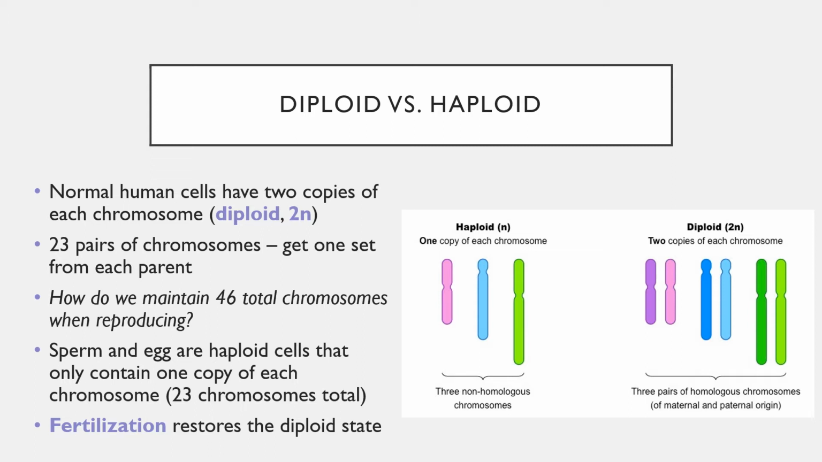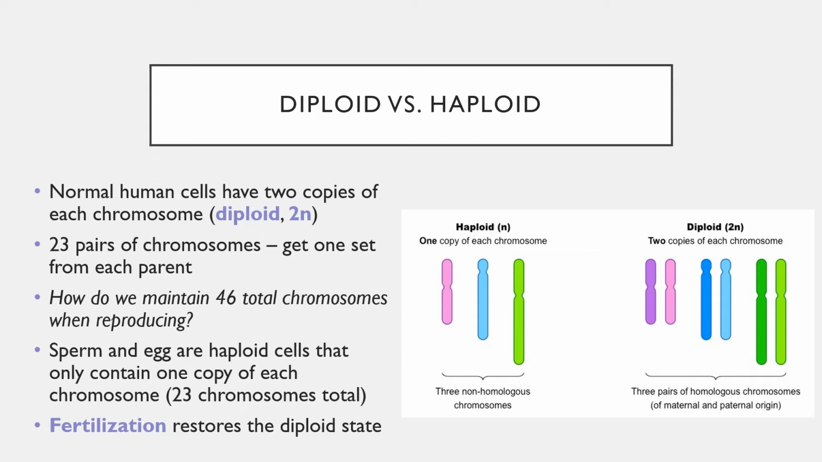So how would we maintain that stable number of 46 chromosomes when we reproduce? We have to take one of our normal cells and essentially divide the amount of chromosomes in half to create a gamete, a sperm or an egg cell. That's what we call haploid. It contains half of the normal genetic information, or only one copy of each of these chromosomes. Then upon fertilization, where the sperm and the egg fuse, it's going to restore the diploid state.